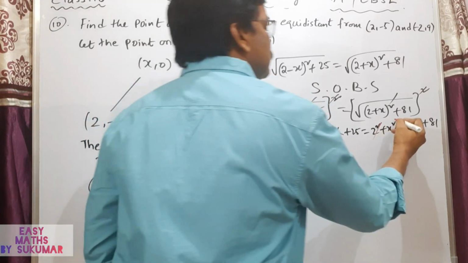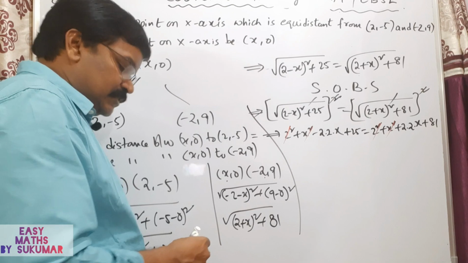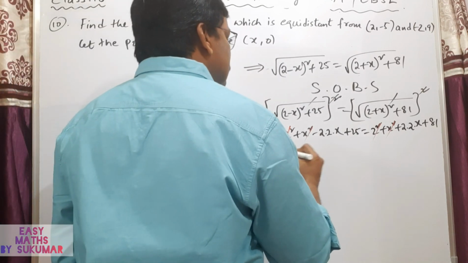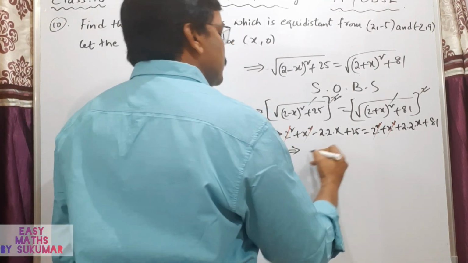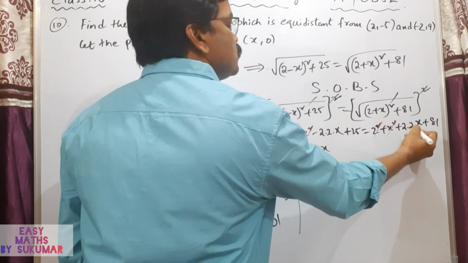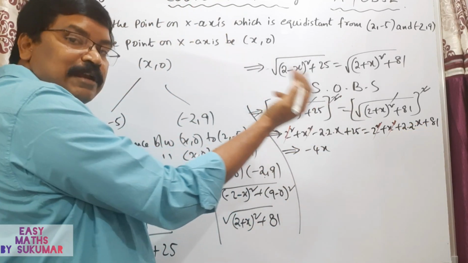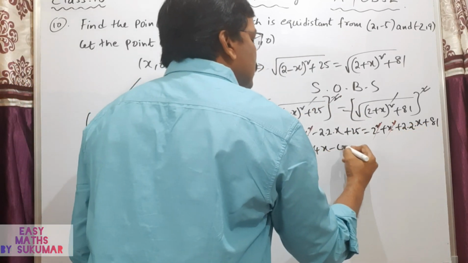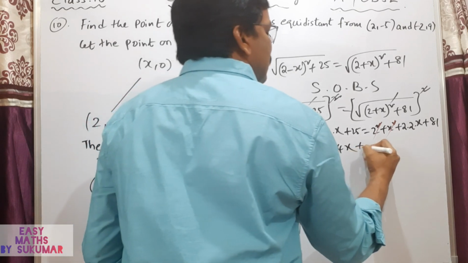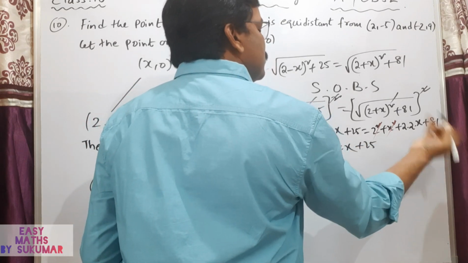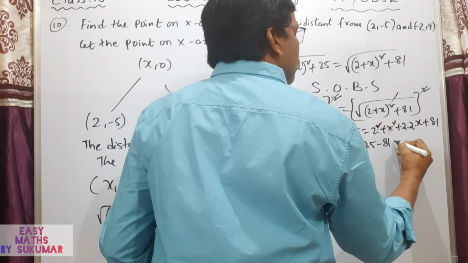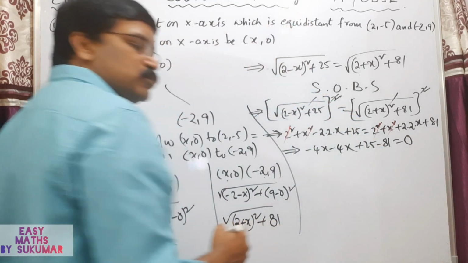Okay. See my dear students, here now if you observe both sides, plus 2 square get cancelled, plus x square plus x square also cancelled. Finally, what is in the left hand side here? Minus 4x. This plus 4x, when it transposed to this side, again minus 4x. So here plus 25, when this plus 81 comes to this side, minus 81, so it is equal to 0.